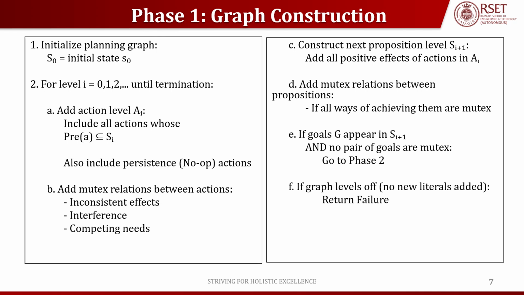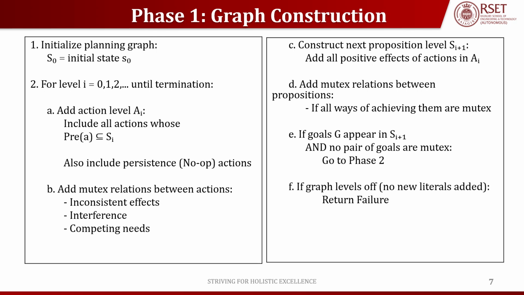Once you initialize your planning graph, you have to add action level Ai, which includes all the actions whose preconditions are subsets of Si. Also include the persistence actions called no-op actions. No-op actions maintain facts from one level to the next level. Once you are done with the addition of action level Ai, you have to compute the mutex relations between those actions, based on three conditions: inconsistent effects, interference, and competing needs.